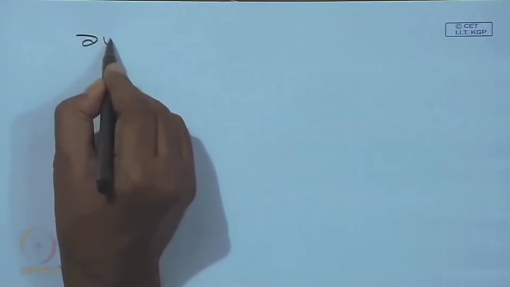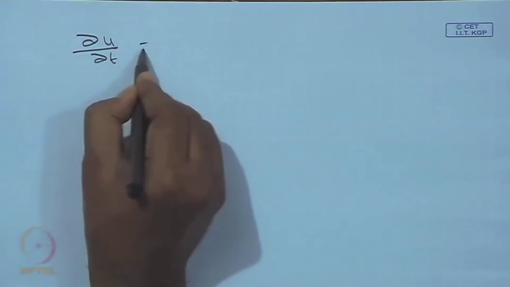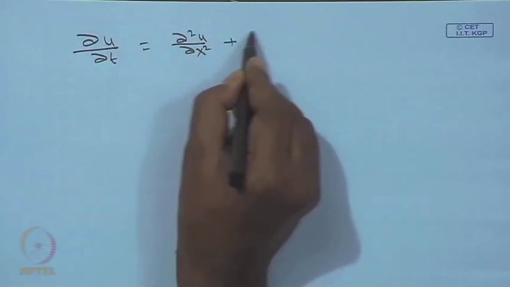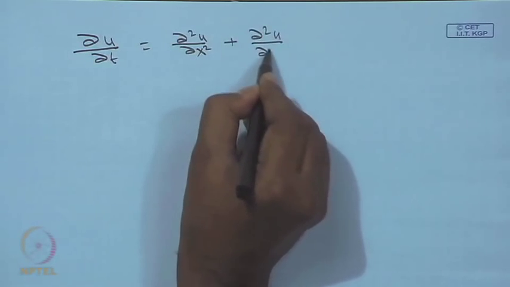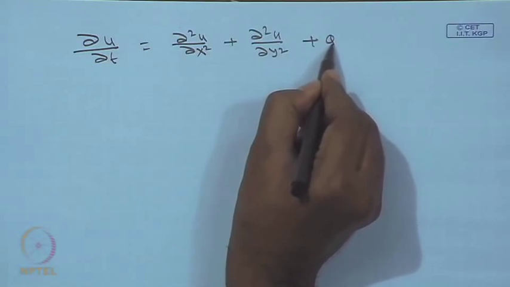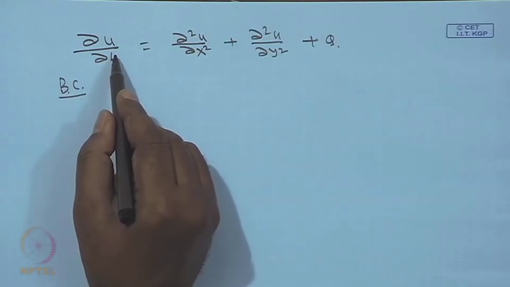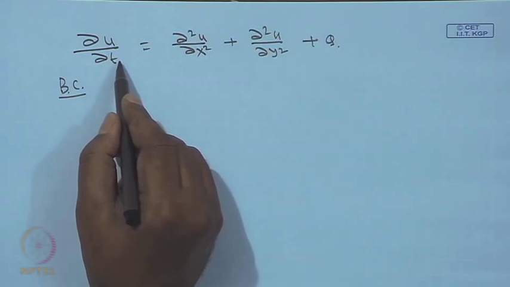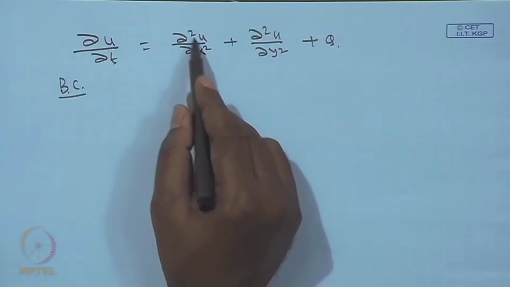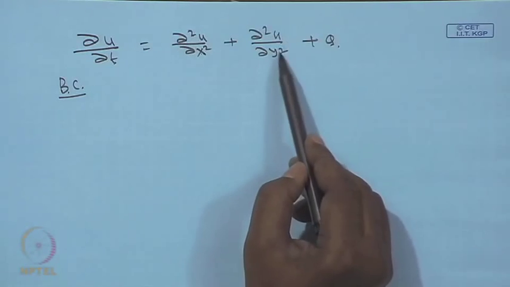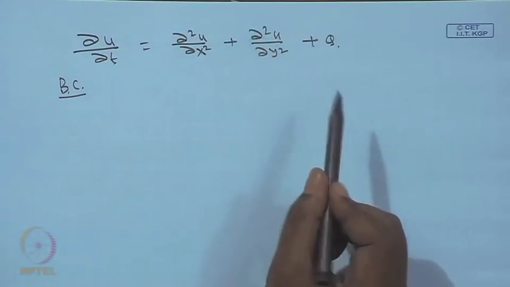Consider this equation: ∂u/∂t = ∂²u/∂x² + ∂²u/∂y² + q. You require one initial condition in t, two boundary conditions on x because it is order 2 with respect to x, and two conditions on y because it is order 2 with respect to y.